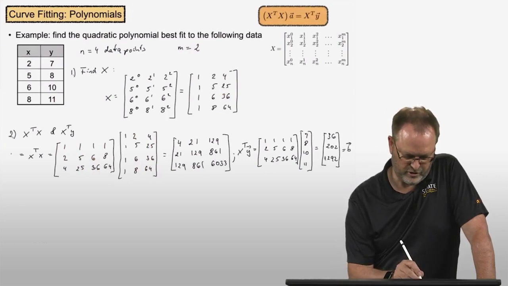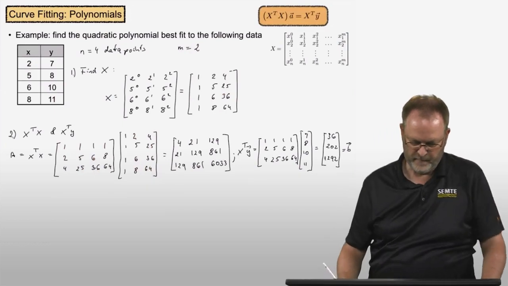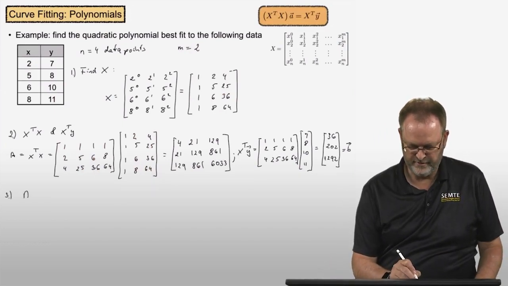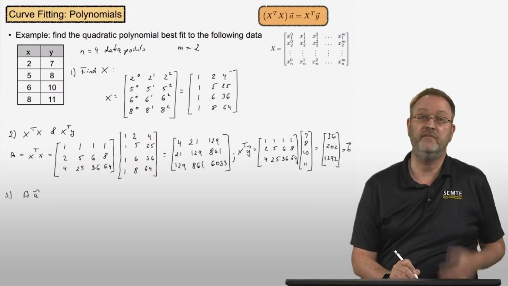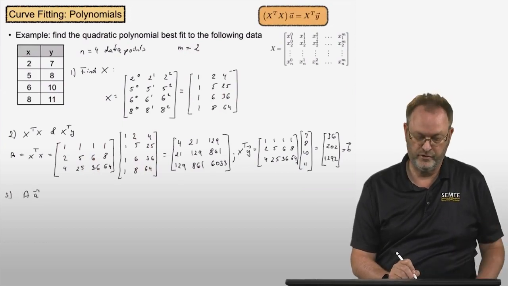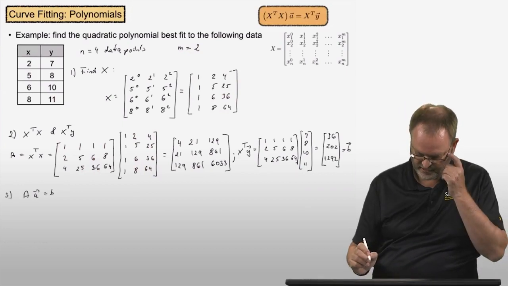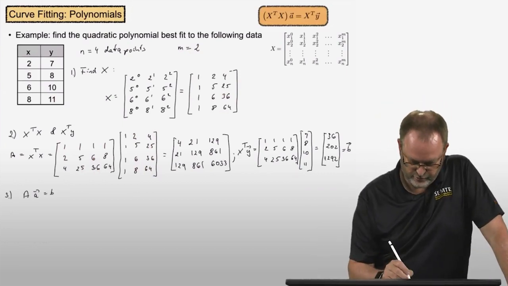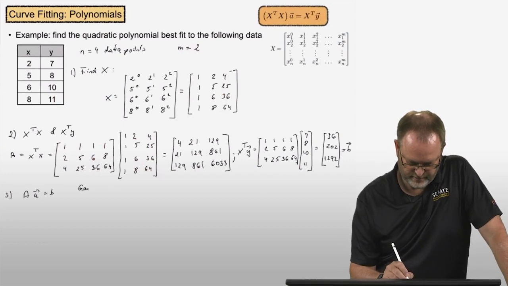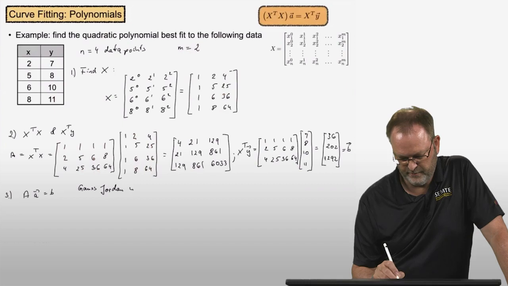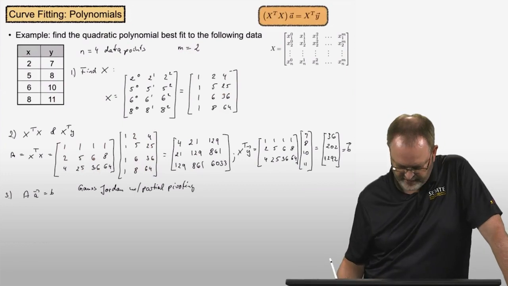This here I will call A, my matrix A. And then the next step is we need to solve the matrix A times the vector of as-yet unknown coefficients, little a, is equal to B. So we're going to use, for example, Gauss-Jordan with partial pivoting, of course. Pivoting to minimize the impact of round-off errors.